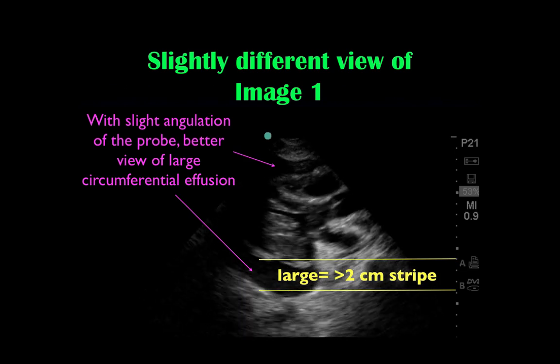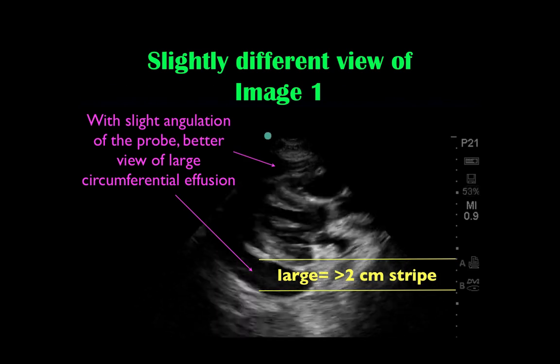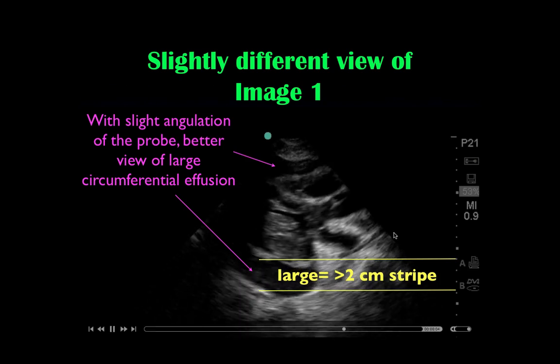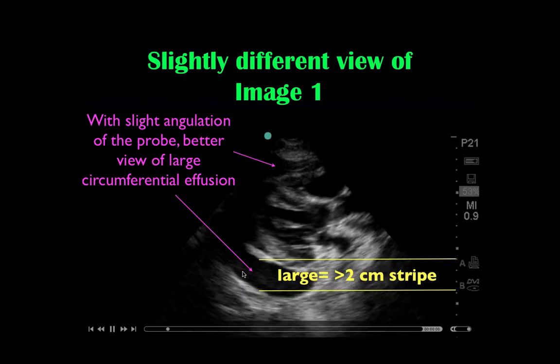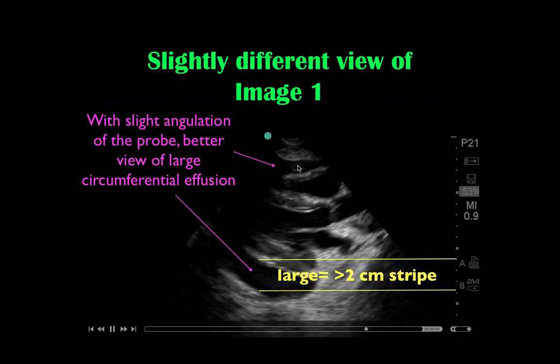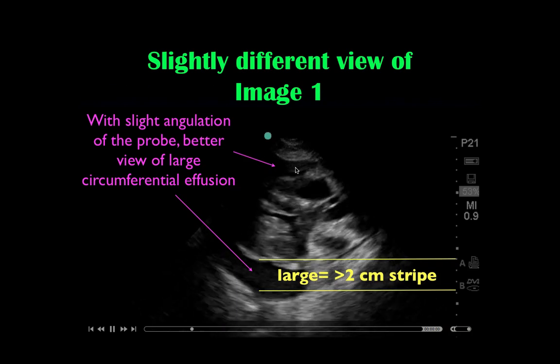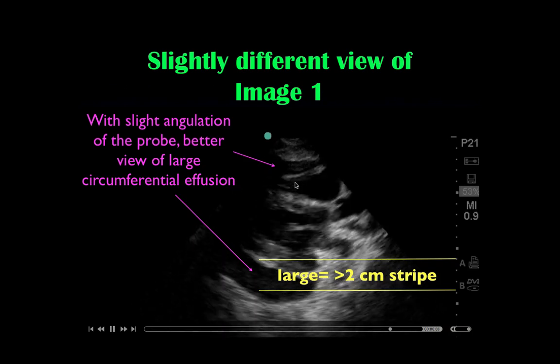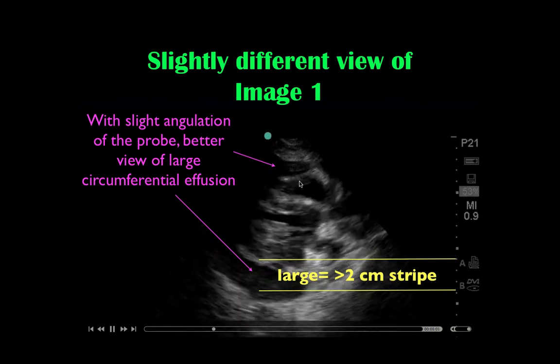A slightly different view of image number 1 helps clarify the situation somewhat. There's a much better view of this pericardial effusion here at the bottom of the heart and up here at the top of the image. And again, the septum is not moving very well, and the right ventricular wall is collapsing.